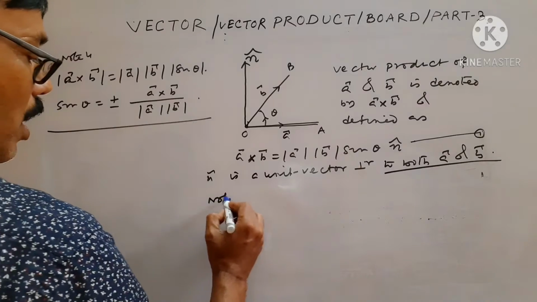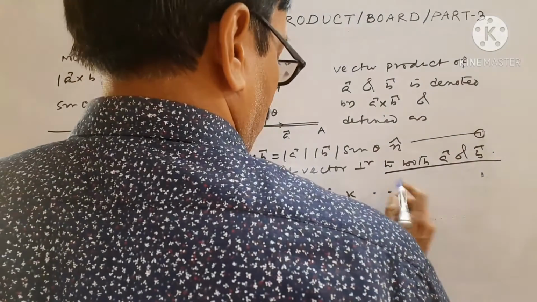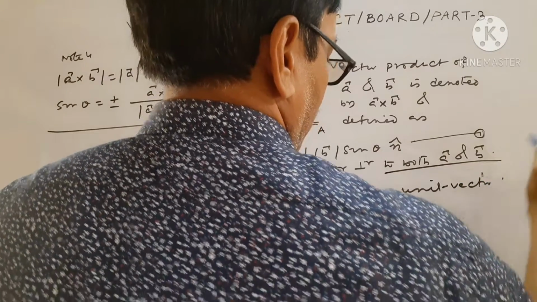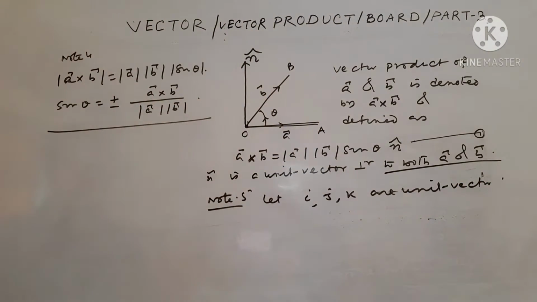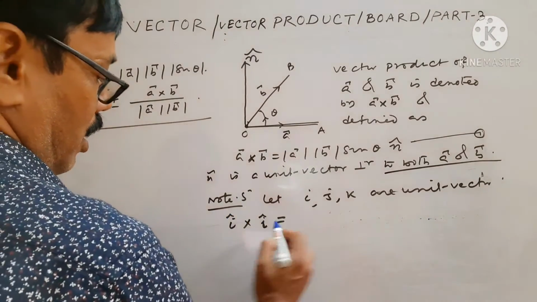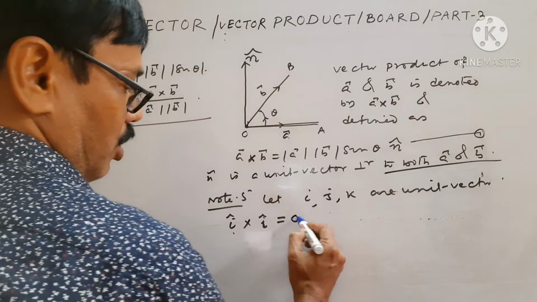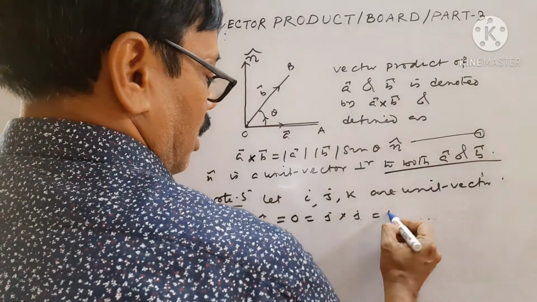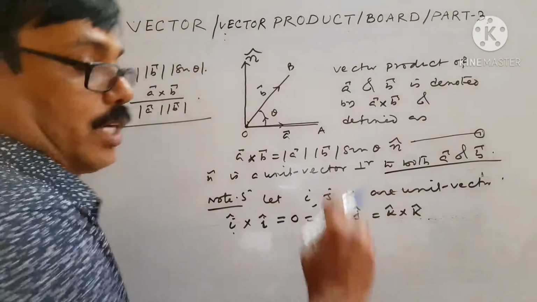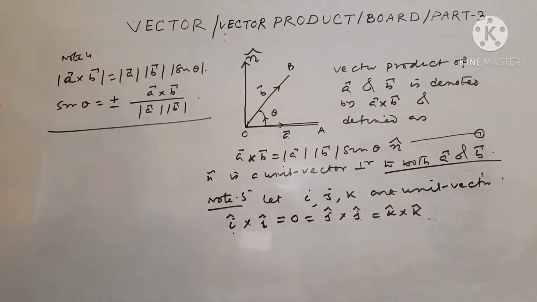Note 5. Let i, j, k be unit vectors along the coordinate axes. So what is i cross i? We already have A cross A is 0, because the angle between them is theta, and sine theta is 0. So this equals j cross j and this equals k cross k. In the case of dot product, they are 1. In the case of cross product, if they are the same, then this equals 0.